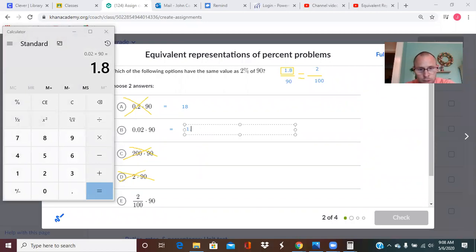I want us to look at this and think about this really quickly. Look at B and E and compare them. If you read this correctly, it would be 2 hundredths times 90. If you look at the bottom, that's 2 hundredths times 90. So that's the decimal form and that's the fraction form, and it's the same exact number in 2 different forms. It's the same value in 2 different forms. Make sure we understand that. Decimals and fractions are just different forms. Really important that we understand that. So equals 1.8. And I know that my 2 answers are B and E.